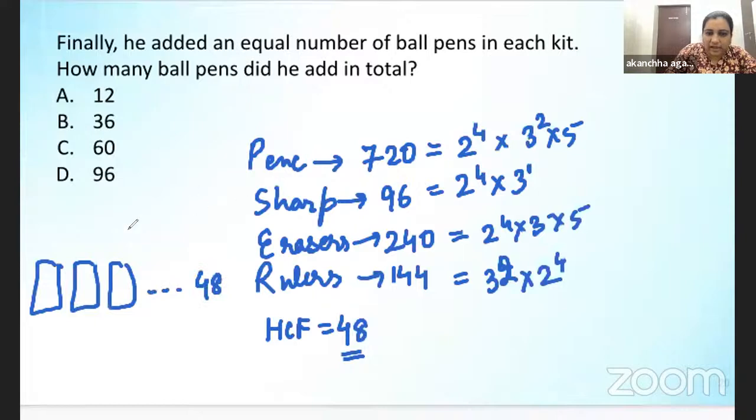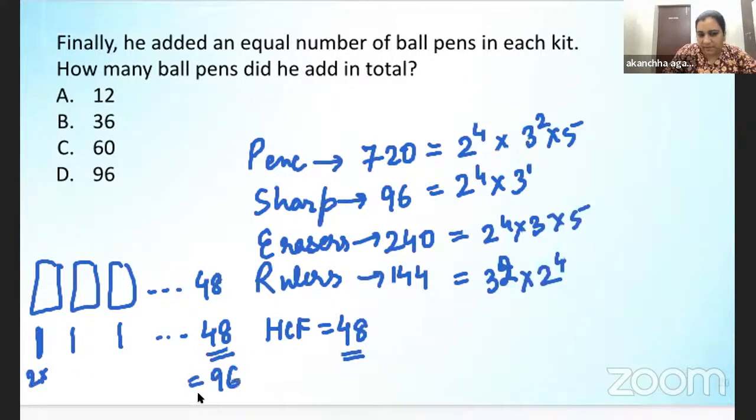Now they're asking how many ball pens has he added in all. So it is his choice, right? He can put up one ball pen in each, so he'll have to add 48 ball pens in all. He can also choose to add 2 ball pens in each. So in that case, he'll have to add 96 ball pens. So it can be any answer but a multiple of 48.